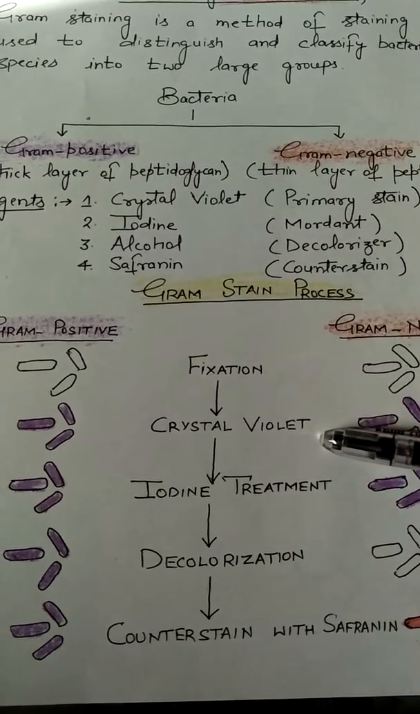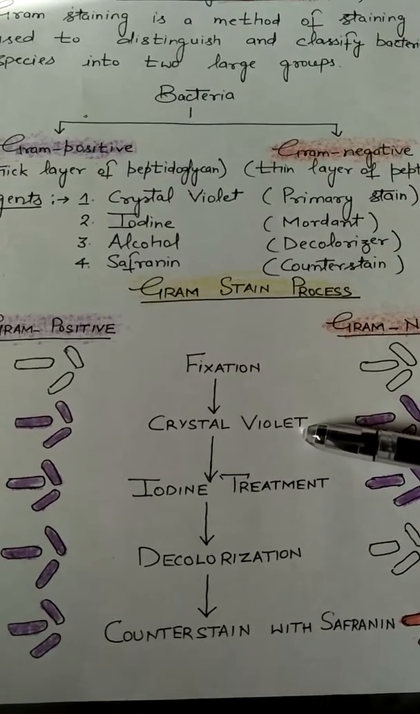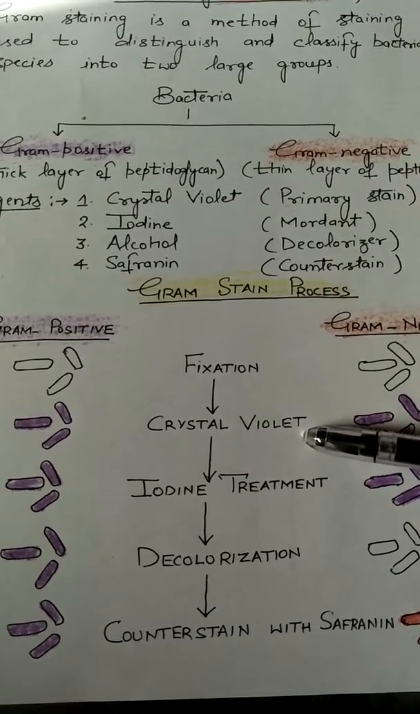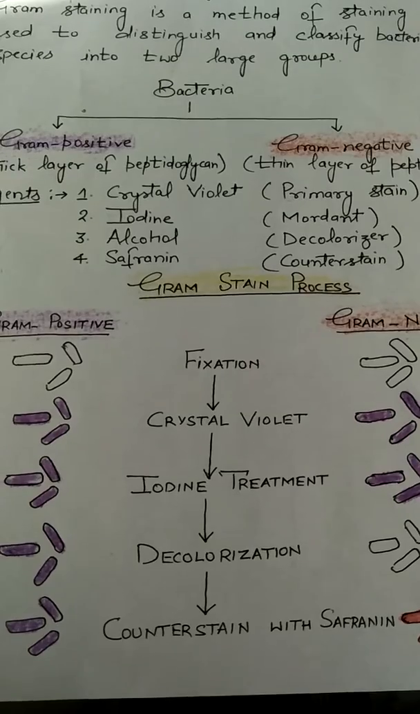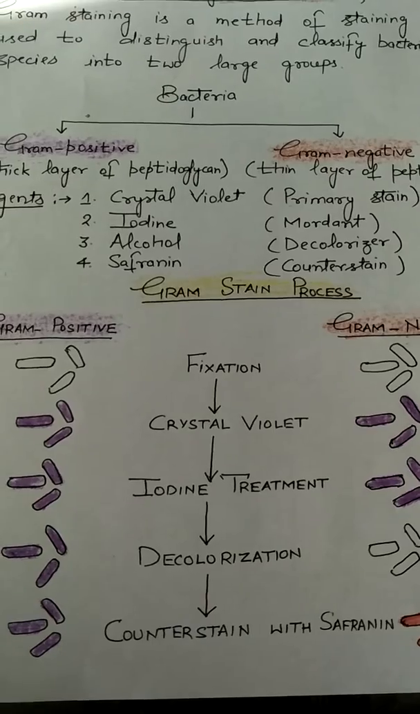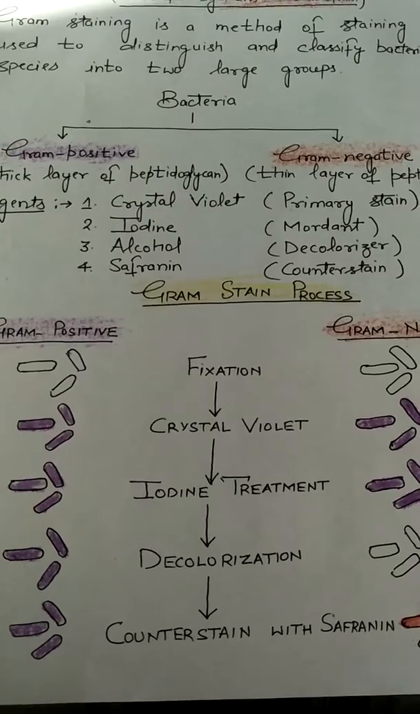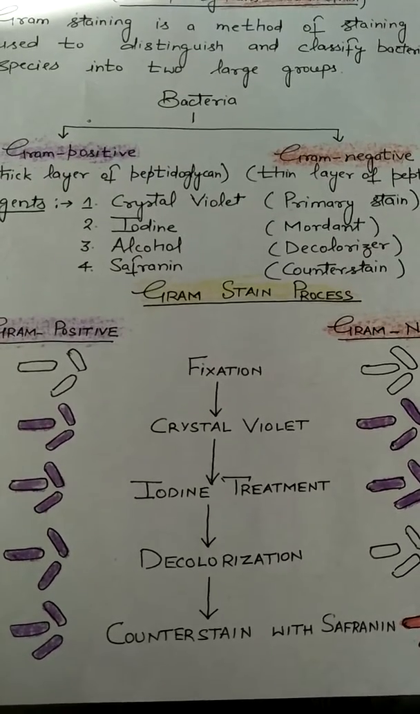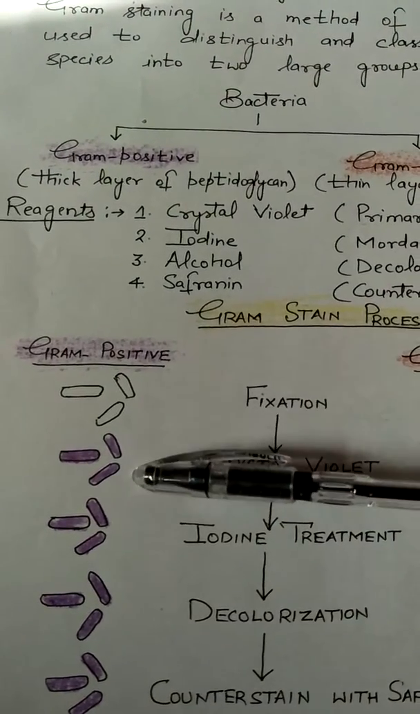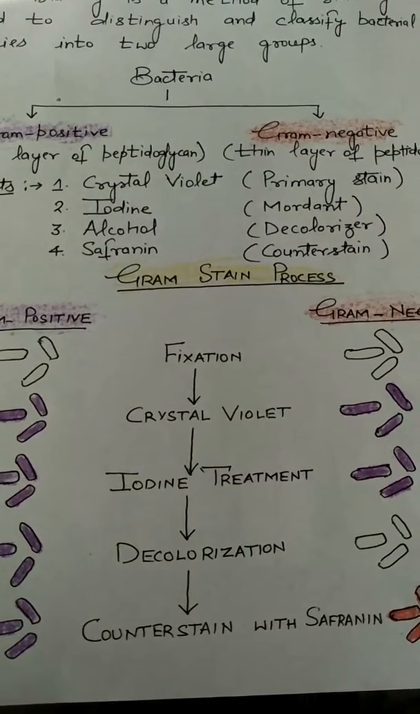In the second step, cells are stained with crystal violet dye. Now this crystal violet dye dissociates into CV positive and chloride ions in aqueous solution, and these ions penetrate the cell wall of gram positive and gram negative bacteria. The CV positive ion interacts with negatively charged components of bacterial cells and stains cell purple. So you can see here that both gram positive bacteria and gram negative bacteria stain purple, right?